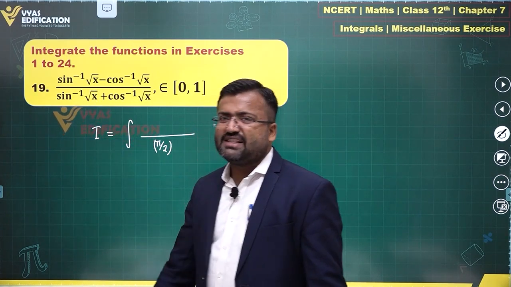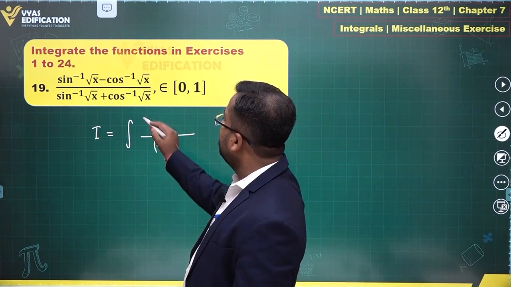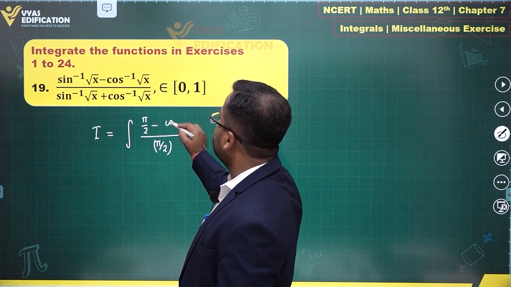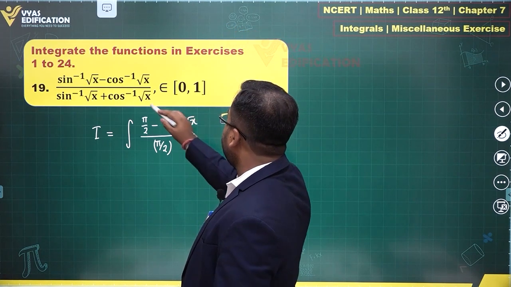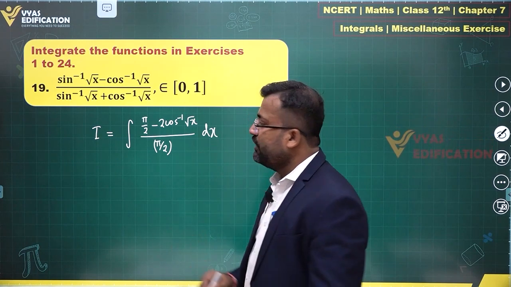So I is equal to, in the denominator, pi by 2. Do you see that this sine inverse root x, I can also write as pi by 2 minus cos inverse root x. So this becomes pi by 2 minus cos inverse root x minus another cos inverse root x, this dx. This is what we are looking to integrate.